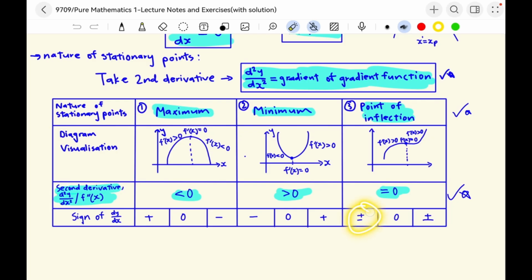Okay, why I put the plus or minus over here: where the interval on one side is increasing, the other side is increasing too. Otherwise, when the left is negative, decreasing, the right side must be negative as well. Or the pattern of the increment doesn't change, which means that there is a point of inflection. At the same time, it is also a stationary point, right?